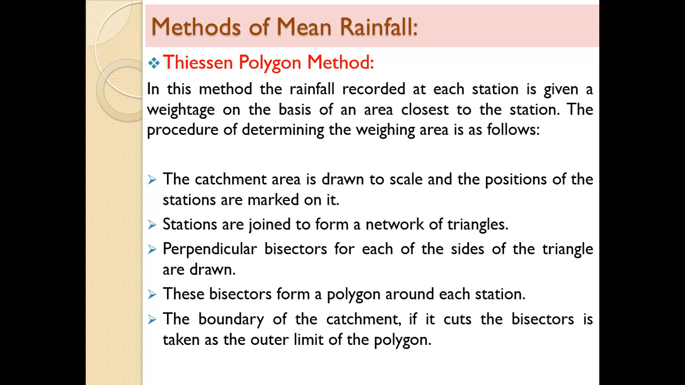The catchment area is drawn to scale and the positions of the stations are marked on it. Very first, the catchment area is plotted, and then all the rain gauge stations are shown. Stations are joined with lines to form a network of triangles. Perpendicular bisectors for each of the sides of a triangle are drawn. These bisectors form a polygon around each station. The boundary of the catchment, if it cuts the bisectors, is taken as the outer limit of the polygon.